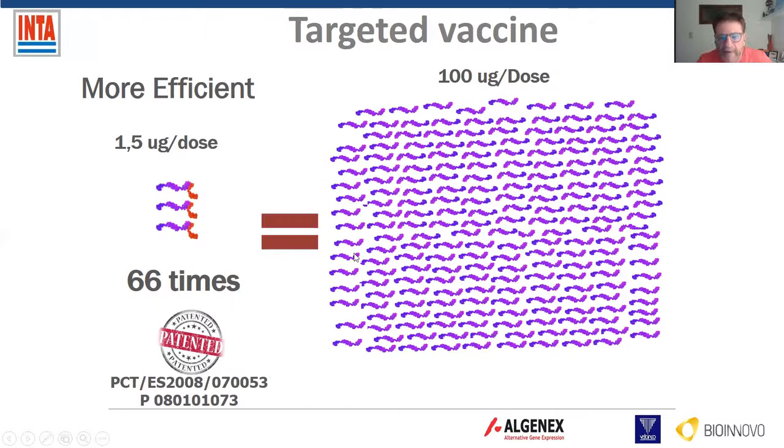It's important to mention that we made this development in collaboration with Algenex. Algenex is a startup from Spain with José Ángel Escribano as a partner, so we work together in the development of this kind of targeting vaccines.